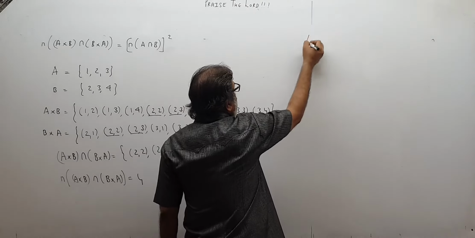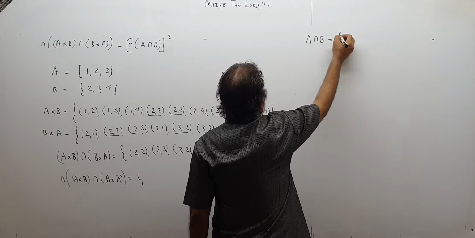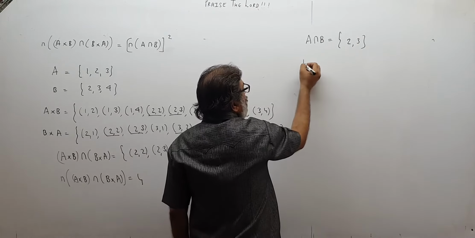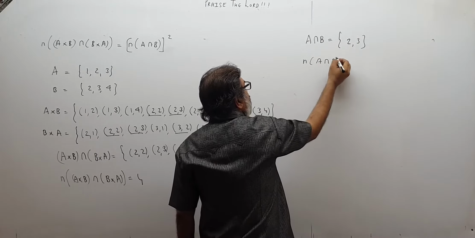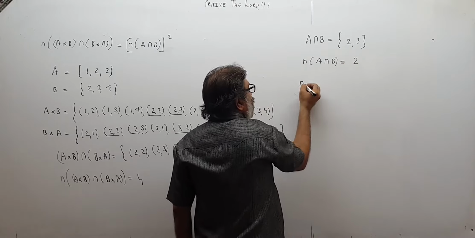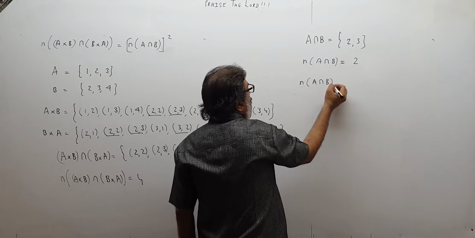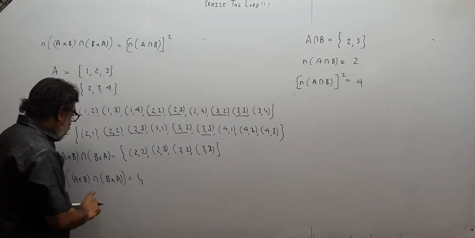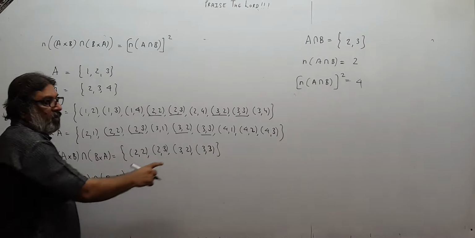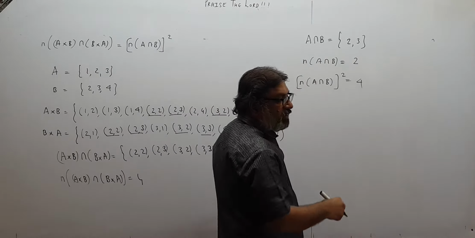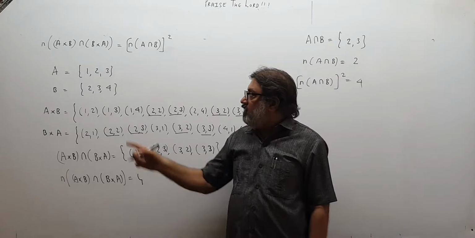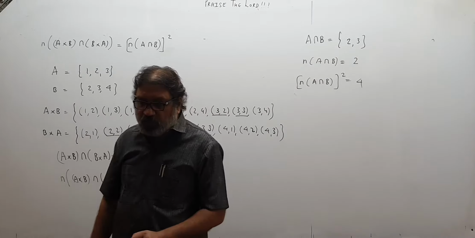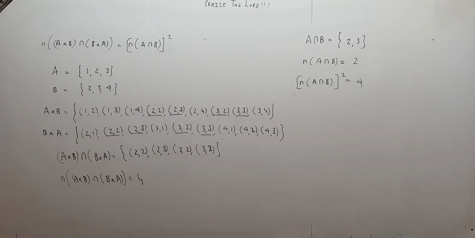What is A intersection B? How many elements are there in A intersection B? They are 2 and 3. Only 2 elements are common. So the number of elements in A intersection B is 2. The square of this will be 4. So we can see the number of elements in A cross B intersection B cross A is the same as the number of elements in A intersection B squared. So please remember this formula. This is very, very important for ordered pairs. Please pause and copy, children. Then we go to the next step. This was about ordered pairs.